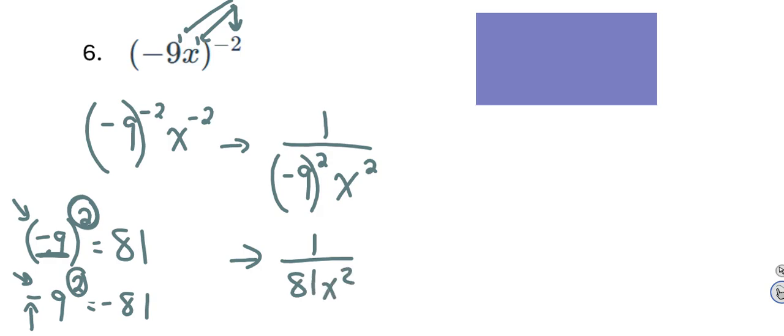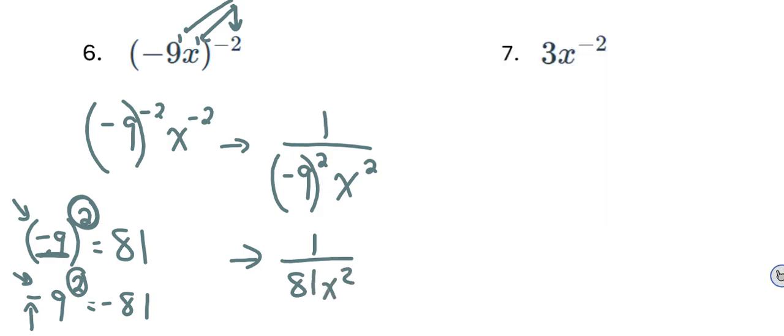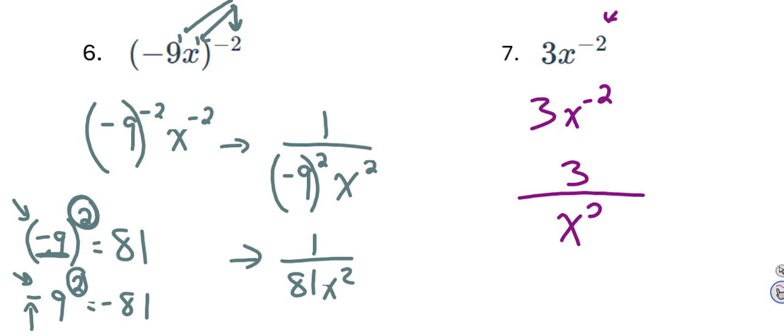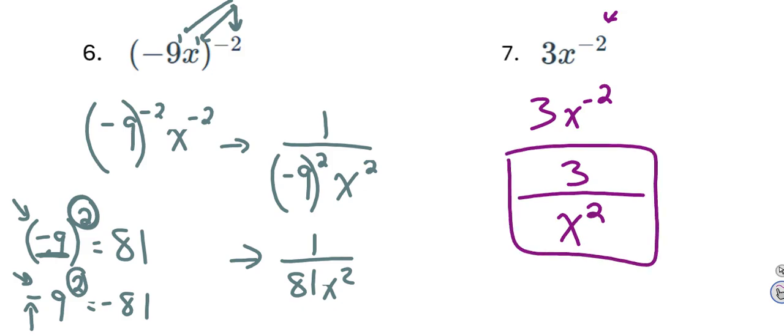All right, I think we've got one more left. Once again, parentheses and no parentheses, there's a big difference, right? This negative 2 only goes to the x. It does not go to the 3. So it's 3, and then x to the negative 2. 3 gets to stay up in the numerator. The x goes down until the 2 is positive, and that's our answer.